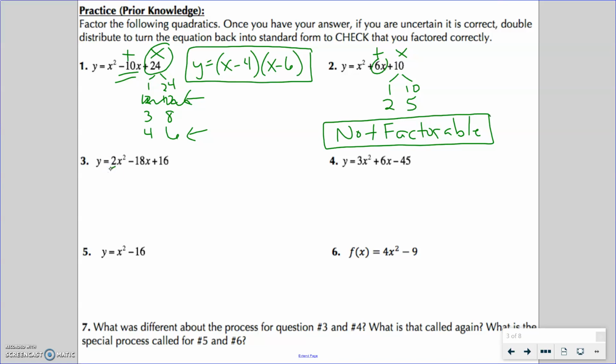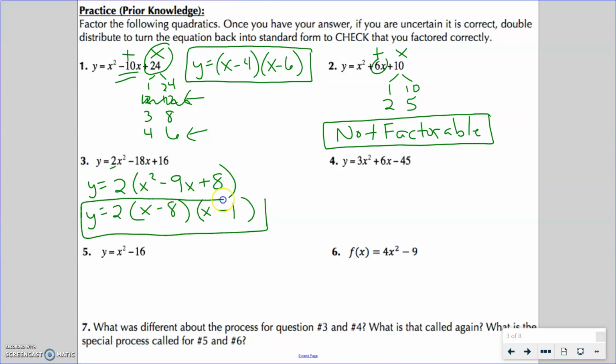There's a 2 in the front. So we can't just say what adds to give me -18 and multiplies to give me 16. That doesn't work anymore. What we did talk about was, well, if there's a number in the front and you can divide everything by that same number, that can make your life a little easier. And if you look, you can divide all of those by 2. If you do that, you get 2x squared minus 9x plus 8. And then I bet we can factor that guy. Let's see. If we use -8 and -1, that should work.